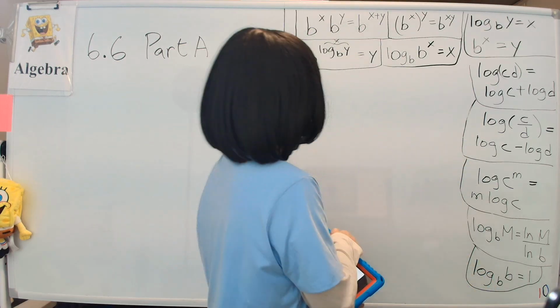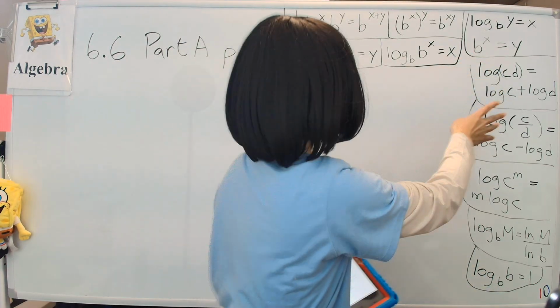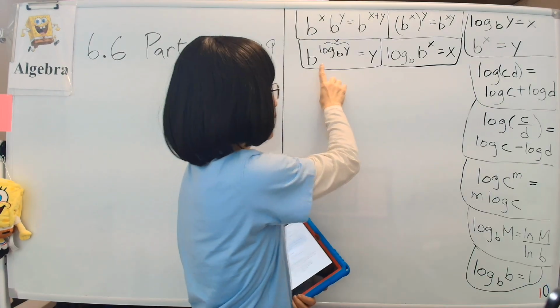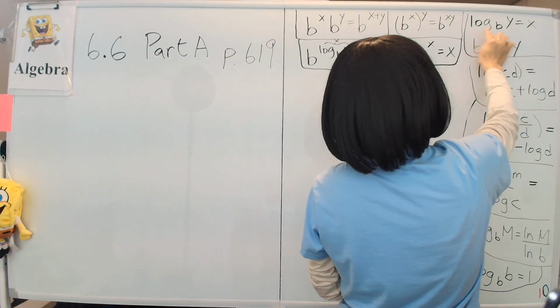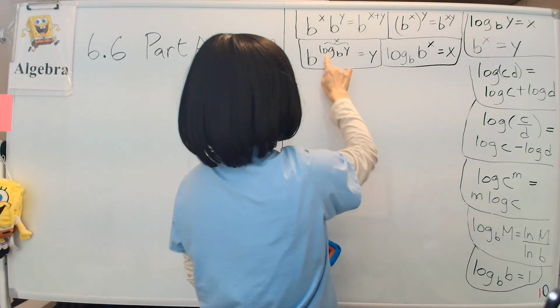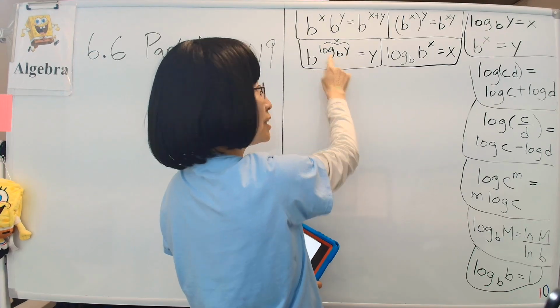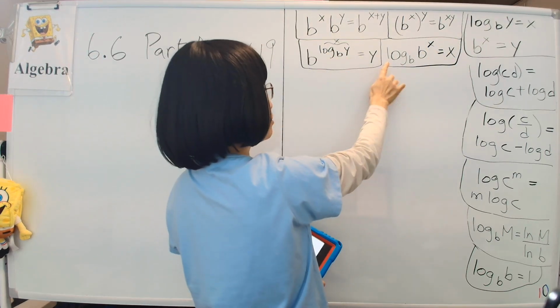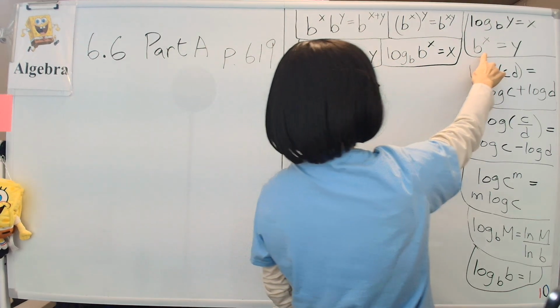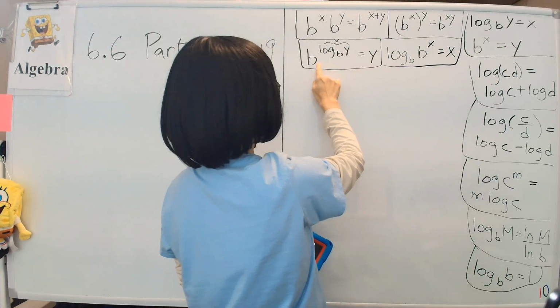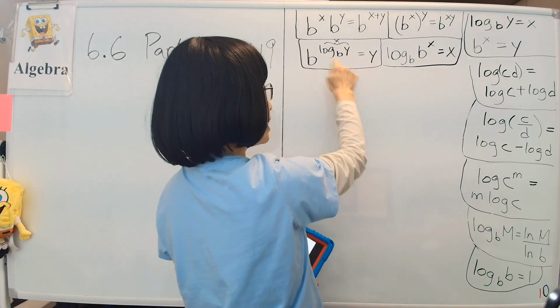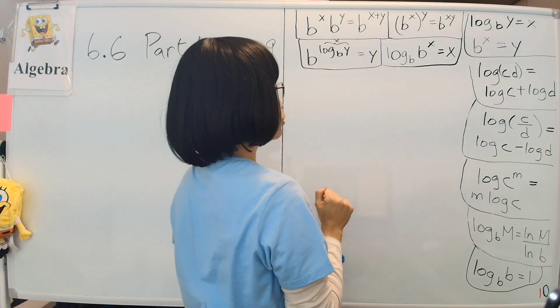Now, of course we have this interesting situation. If x equals log base b of y, then b to the power log base b of y, which is x, is going to be equal to y. We're repeating this formula right here. That is, b to the power log base b of y, which is x, will be equal to y.